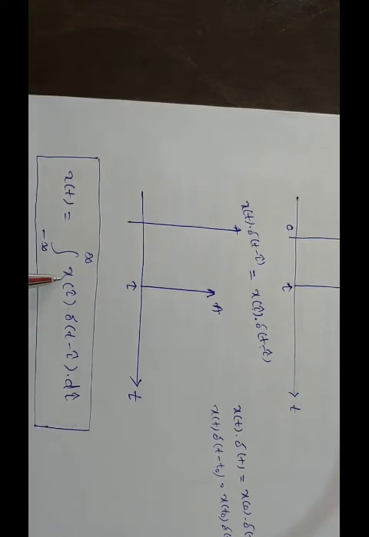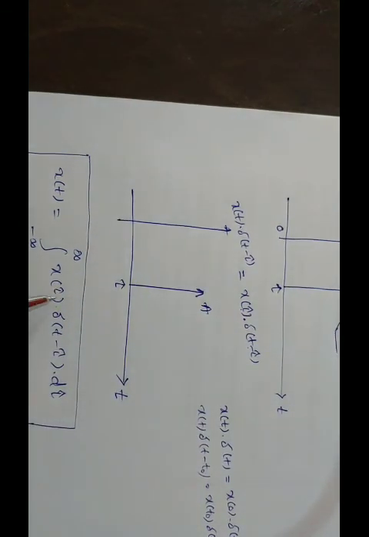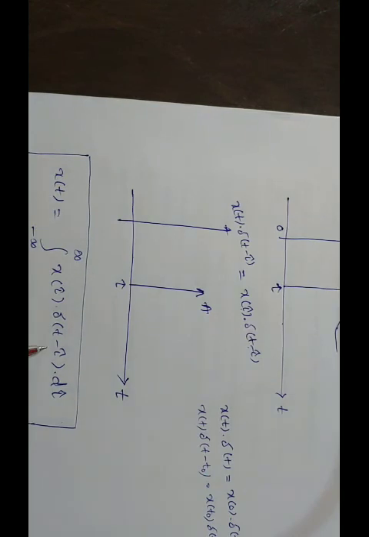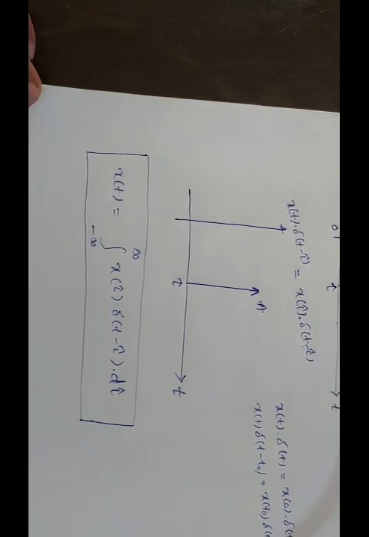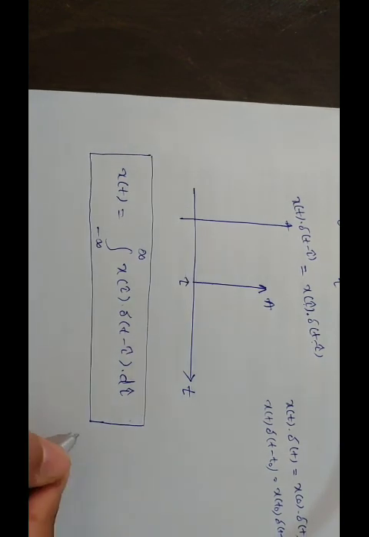That means x of tau gives the weight. Suppose I consider one more point here, its amplitude is different, so x of tau, a constant quantity you can call it, gives the amplitude. And delta of t minus tau gives the position, exactly where that impulse function is located, so at that point your x of t signal is evaluated. So this is the representation of a continuous time signal in terms of impulses.